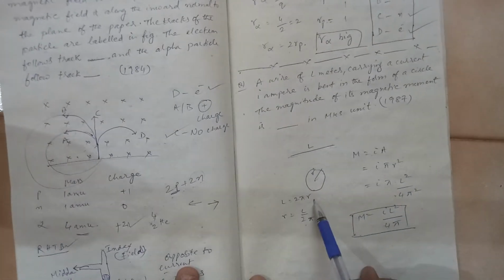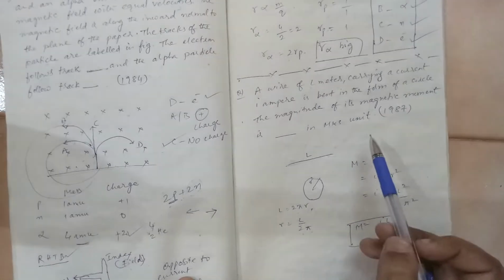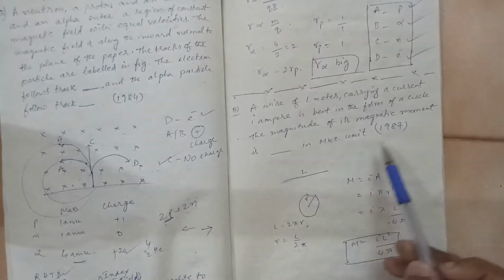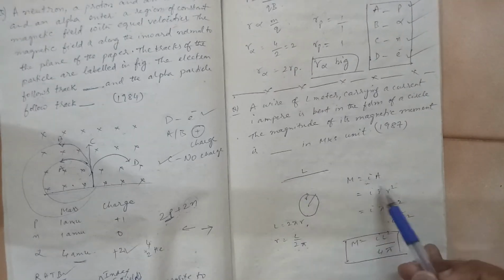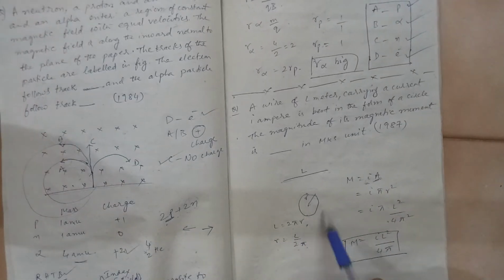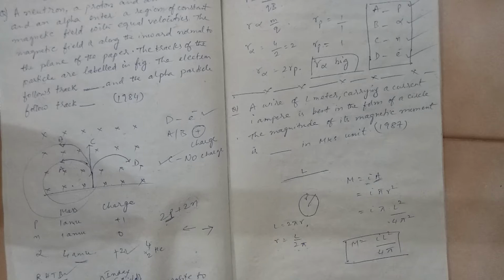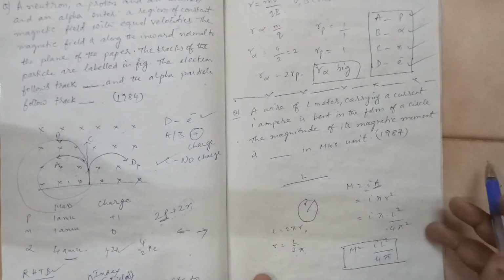So L is equal to 2 pi r, so r is equal to L by 2 pi. So we have to find the magnetic moment. Whenever you have to find the magnetic moment, you have to take the current in the loop multiplied by the area. Because this current carrying loop will behave like a magnet, it will have its own polarity, north and south polarity. It will have its own magnetic moment also.